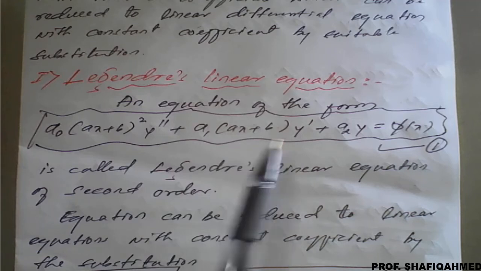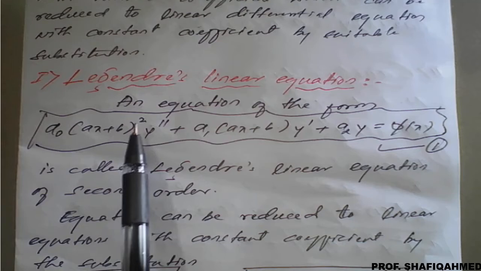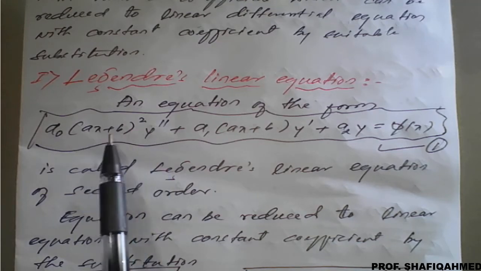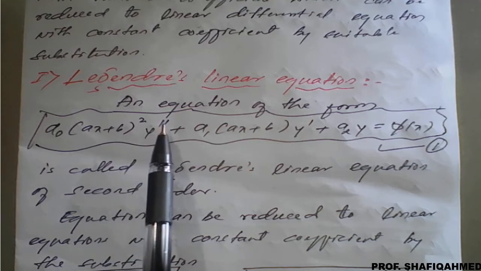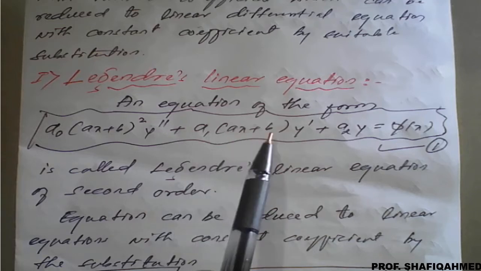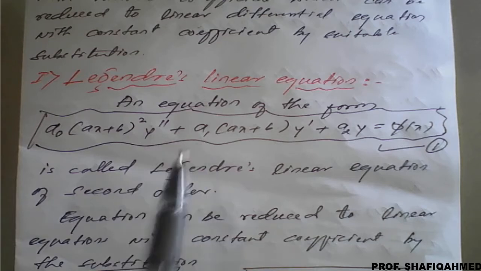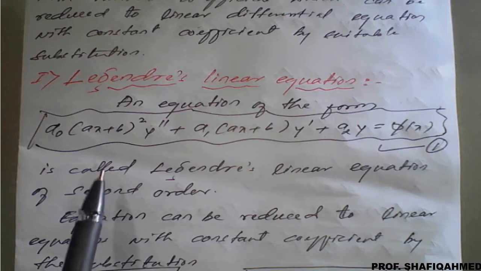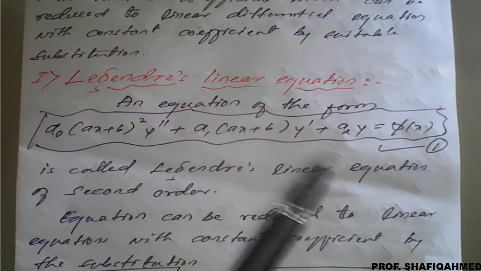This is anyhow the general form, so they have given it directly, but while solving the examples you have to check that the bracket should be squared if it is y double dash. Similarly, you may get (ax+b) whole cube, then you should get y triple dash plus a1 into (ax+b) whole square of y double dash, and so on. Right now I am using the quadratic form, so based on this we are going to describe the general form here. So this equation 1 is called the Legendre linear equation of second order.